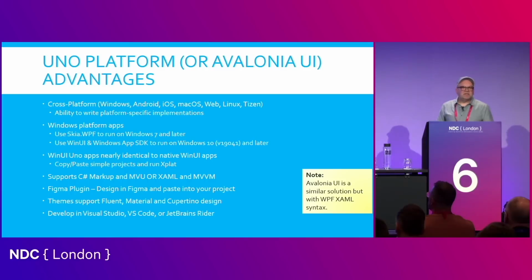They have a Figma plugin, so if you have a design staff at your company, you can have them design your UI with Figma, hand the files off to you, and create your Uno app from those Figma designs. They have themes to support Fluent Design on Windows. They have Material Design for Android and Apple's Cupertino design for iOS. And you can develop with Visual Studio, VS Code, or JetBrains Rider with Uno.